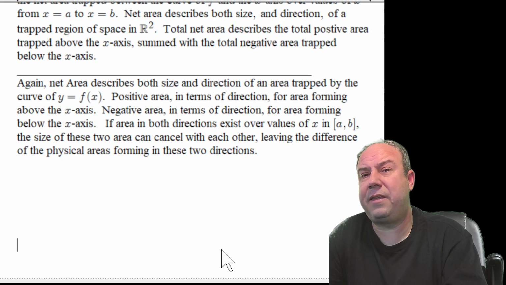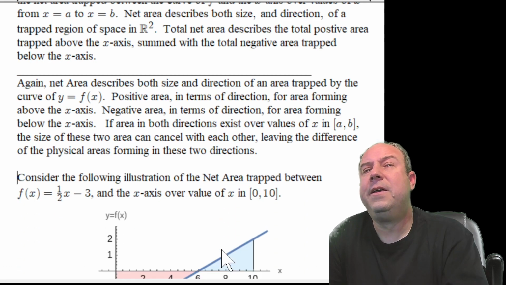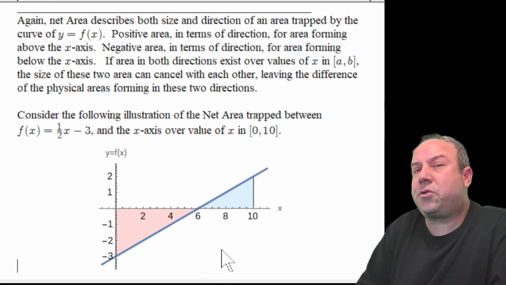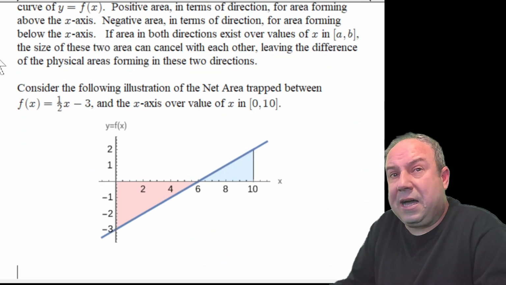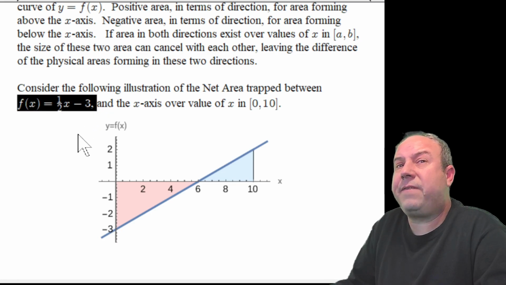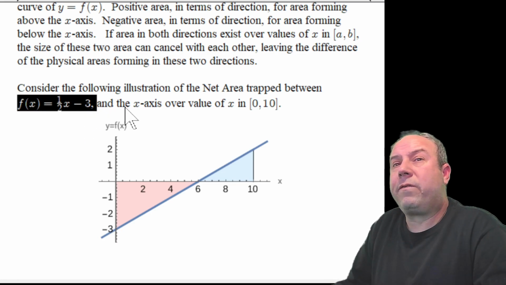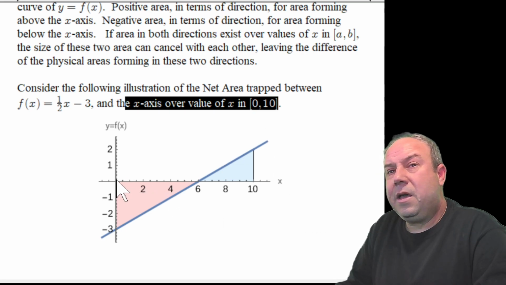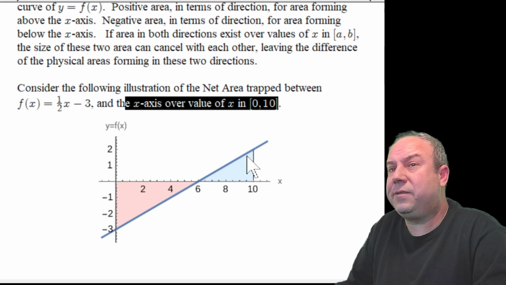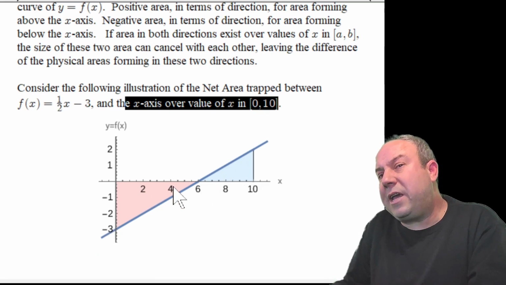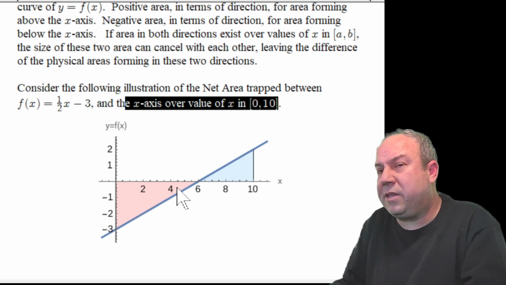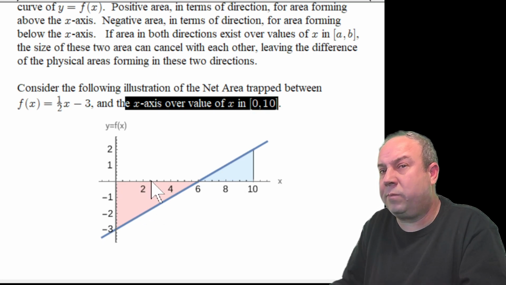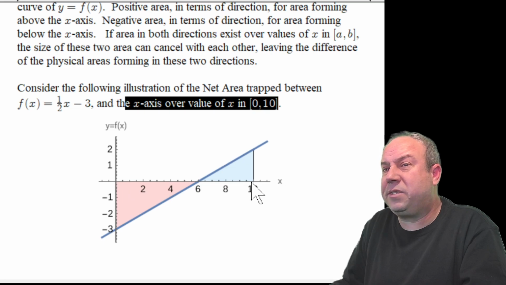Let me see if I have an example that follows. Yeah. Consider the following illustration of net area trapped by the line f of x equals 1/2 x minus 3 over values of x in the interval from 0 to 10 again. If we look at just values of x from 0 to 10, and the line 1/2 x minus 3 seen here, there is a trapped region of space between the line and the x-axis that forms over values of x from 0 to 10.